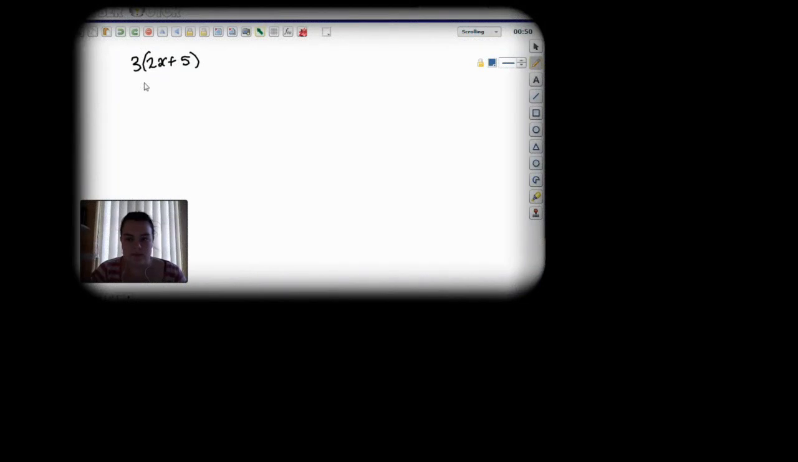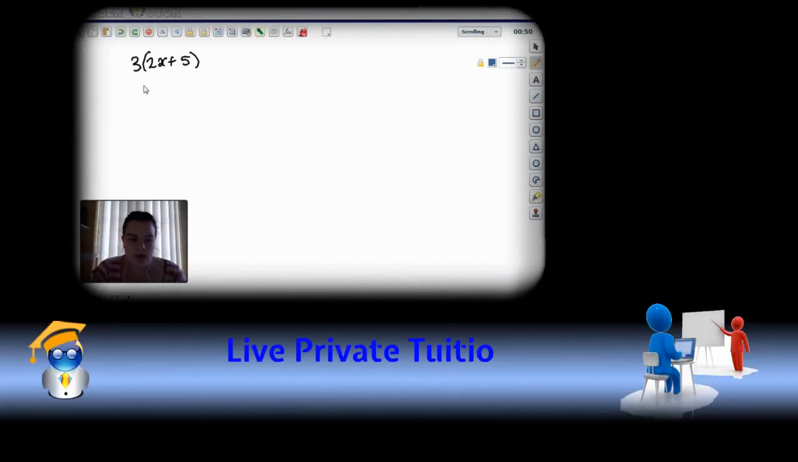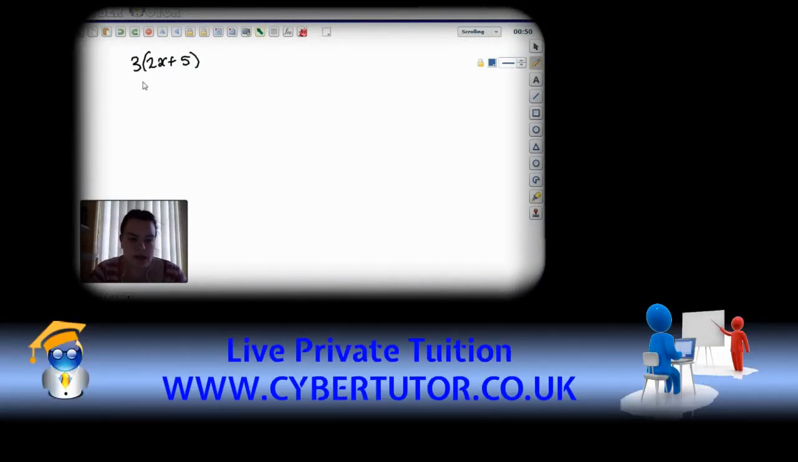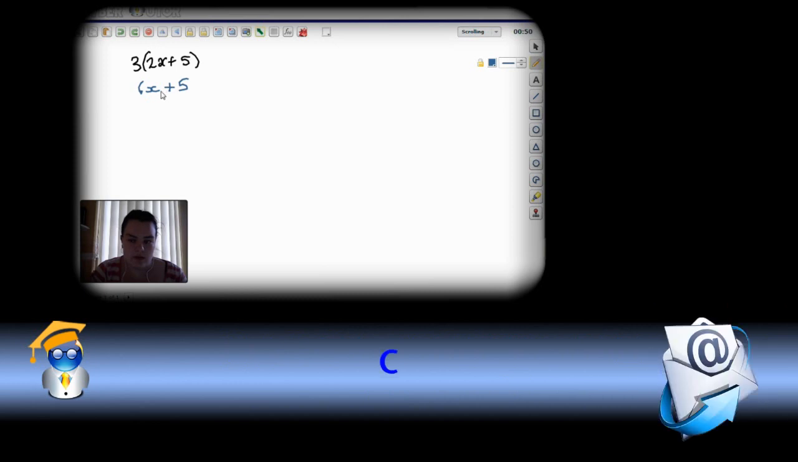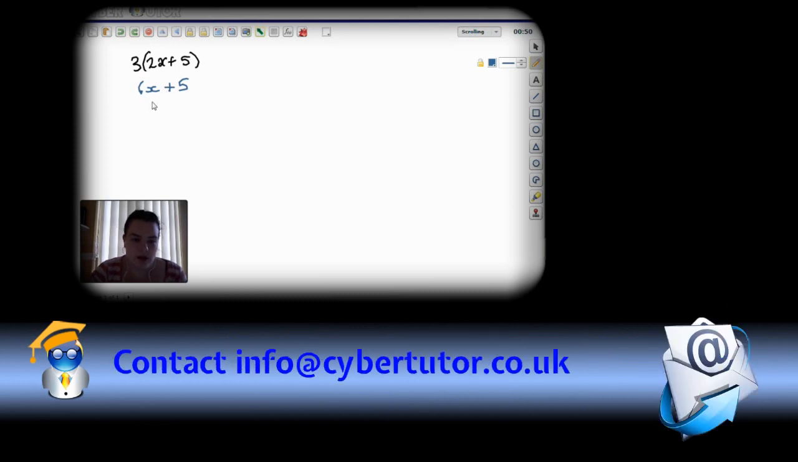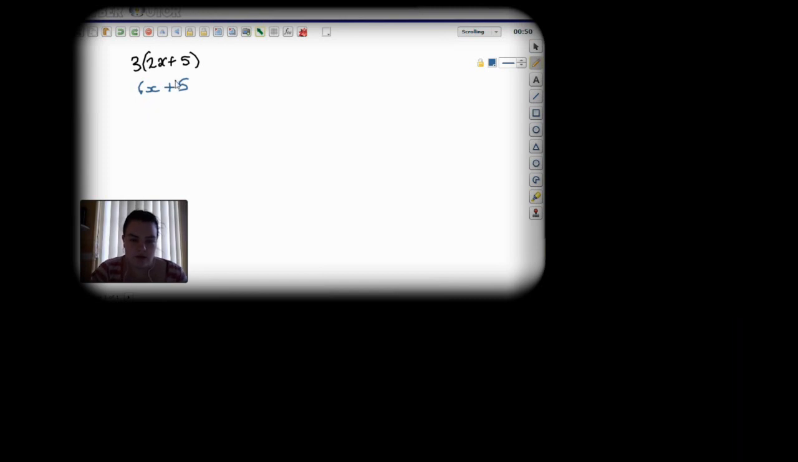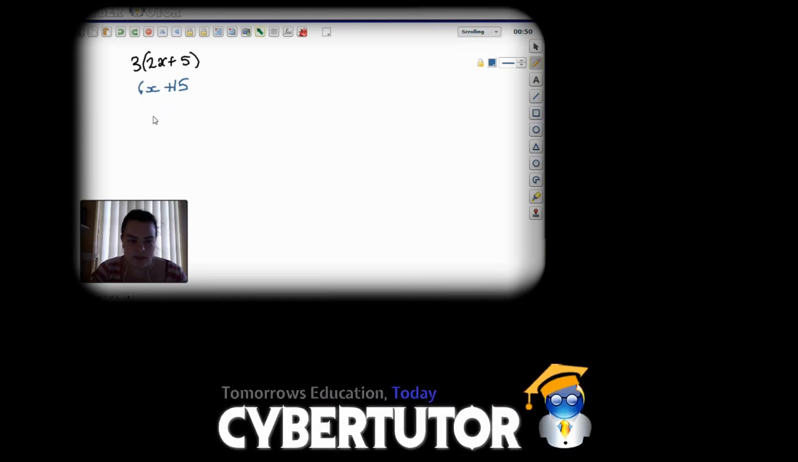Laura, so here's a single bracket expansion. Are you happy to give that a go? Yeah, would it be 6x plus 5? No, actually, it's not quite that. Not quite right. Do you want to give it another go? Oh, was it 3 times 5 as well? Yeah, 3 times 5 as well. So it'd be 6x plus 15. Yeah, perfect. Well done. That's good.